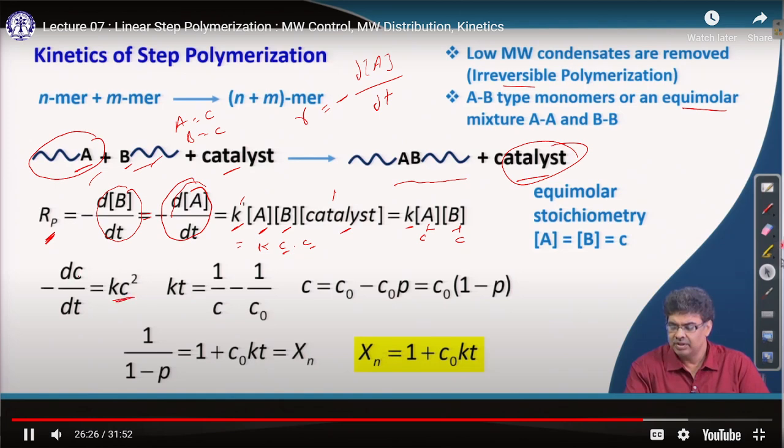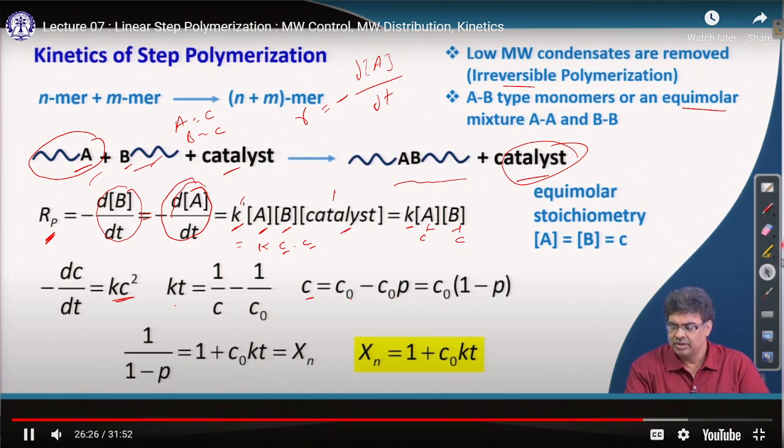So initially the decrease of concentration, delta C upon delta t, is equal to Kc square, because the concentrations of A and B are both the same. Then you need to integrate this equation, so you will be able to find Kt equals 1 upon C. Then you can find out C from this equation.